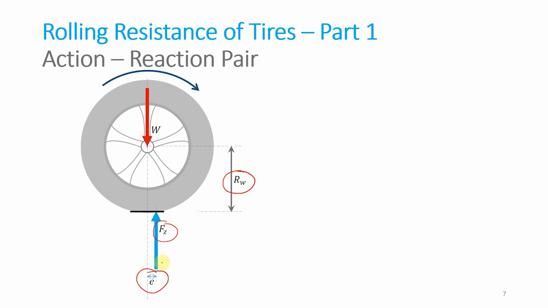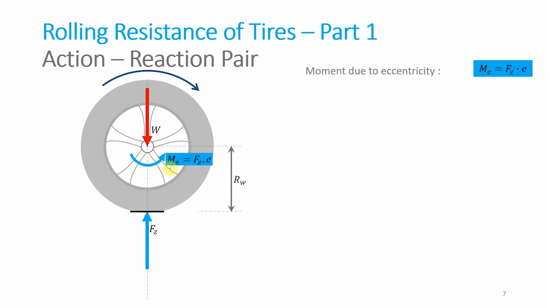In order to understand the effect of Fz acting at a distance E, we need to bring it to the same line of action of W. If we do that, then we see that a moment is also introduced to the system. The quantity of that moment is Fz into E. That is the moment due to eccentricity.